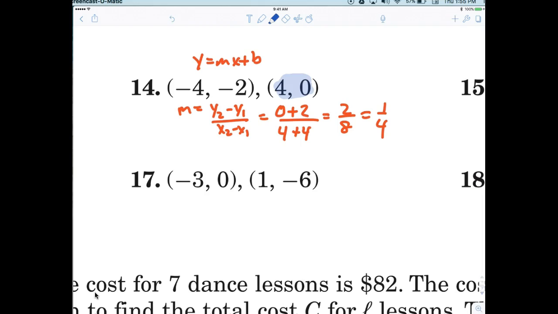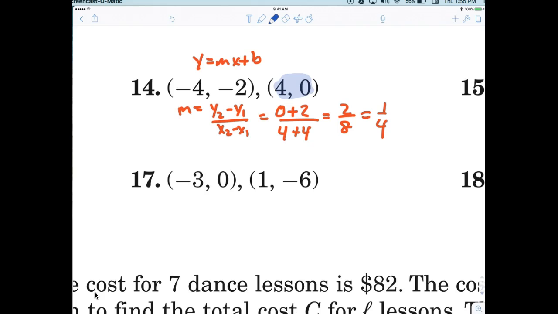Does it matter what point you use? No. Does it seem like it should matter? Yes. But does it matter? No, because those 2 points are on the line. All right, it appears like it would be different, but it's not.